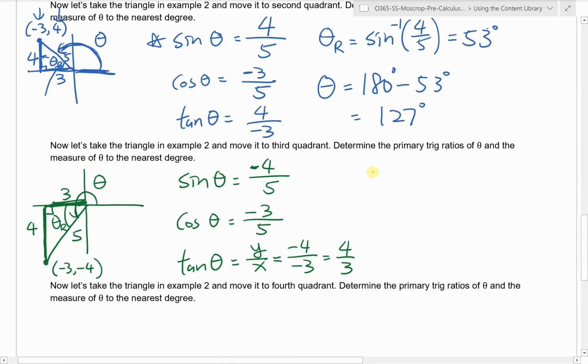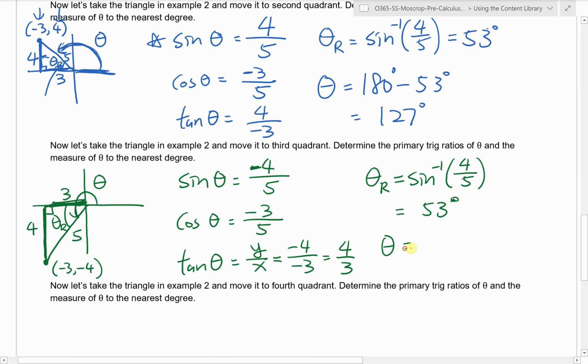Now we can find the reference angle. Reference angle first. When we try to figure out the reference angle, again, I'm using sine. This time, sine theta is negative 4/5. Recall, whenever you're looking for the reference angle, you always take the positive ratio. So you take the inverse sine of positive 4/5. Same thing, you end up with 53 degrees. So this is the reference angle.